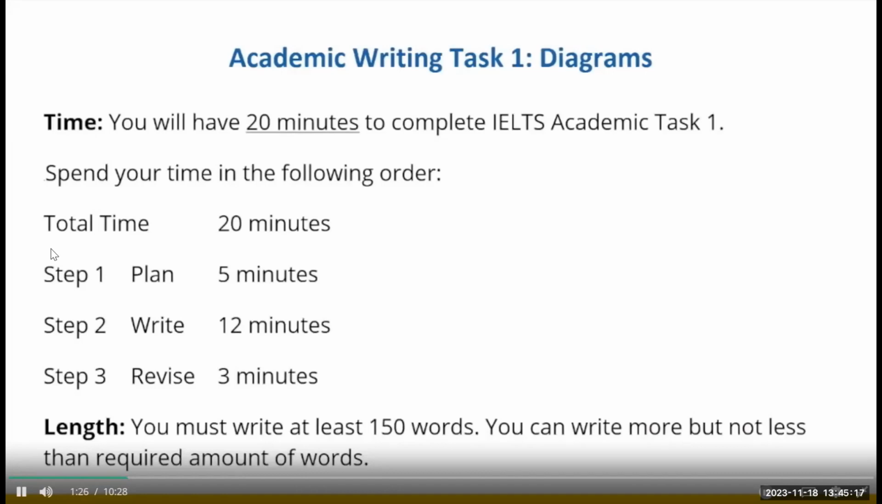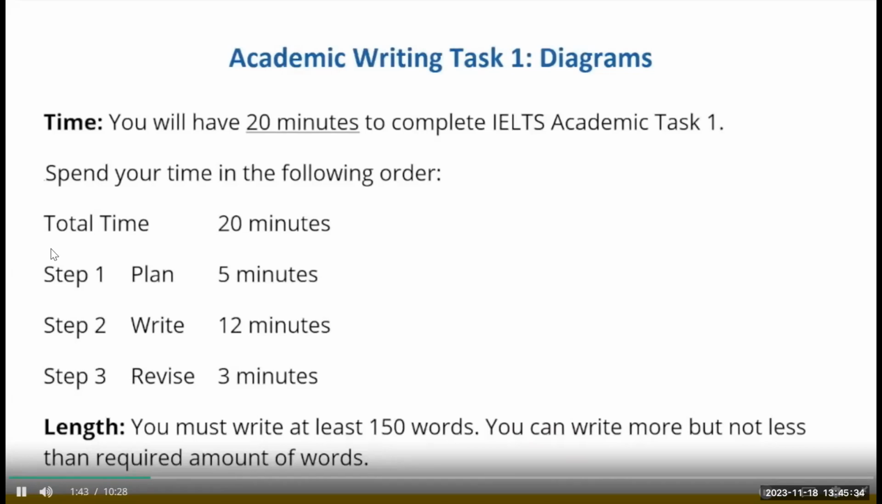You should spend your time in the following order. Step 1, planning your essay. It can take you about 5 minutes, but this is a very important step. So make sure to spend at least 5 minutes to read your prompt and understand your diagram.